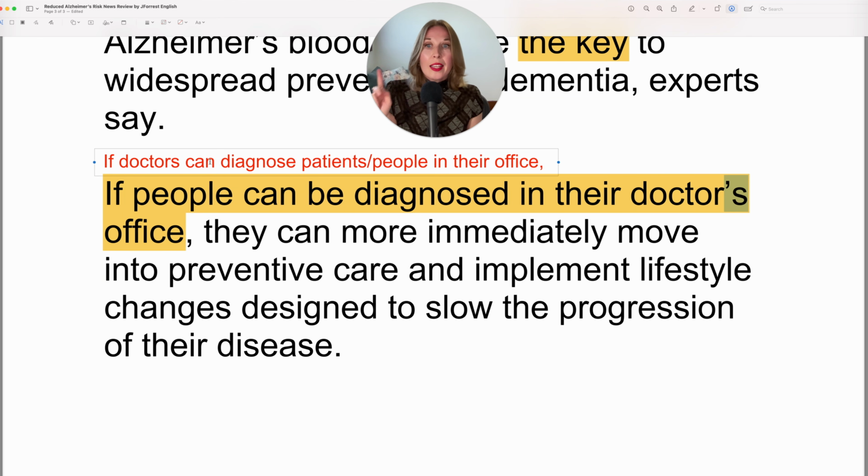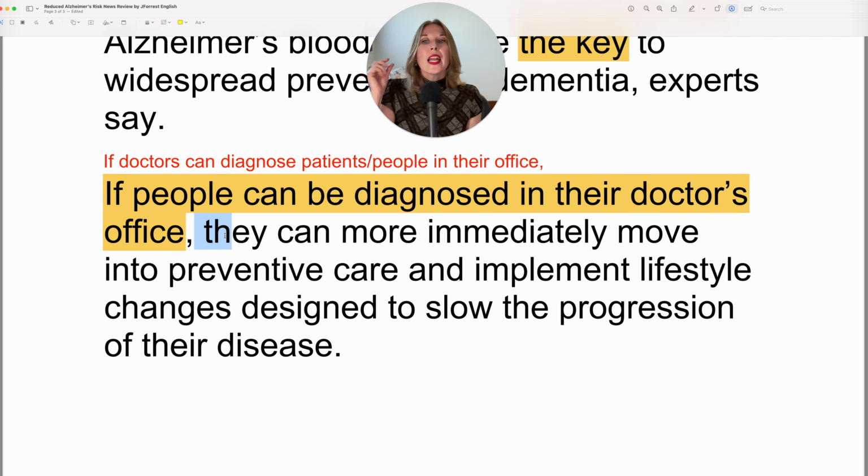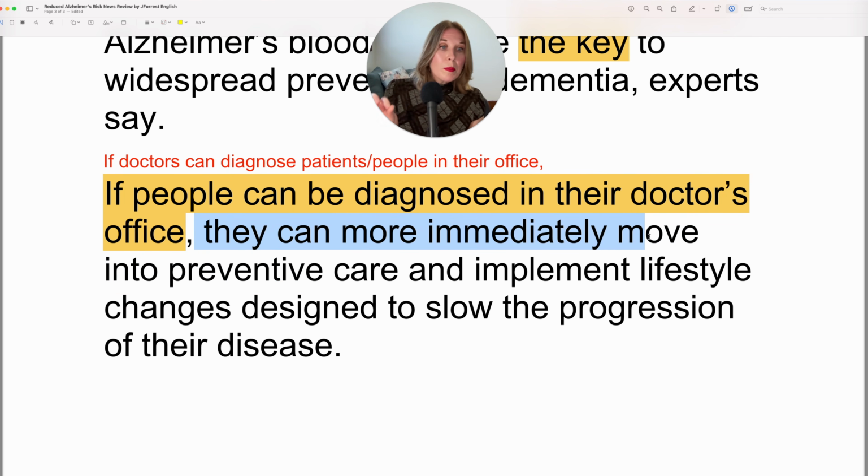If doctors can diagnose, so this is your verb to diagnose, we have our modal, and then remember modal plus base verb. Now you can say patients or you can say people. Notice people does not have an S because people is the plural form of person. One person, two people. Patients just represents people who see that doctor, and then people are just more random. If doctors can diagnose patients, people in their office, and then everything else is the same. They can more immediately move into preventative care.